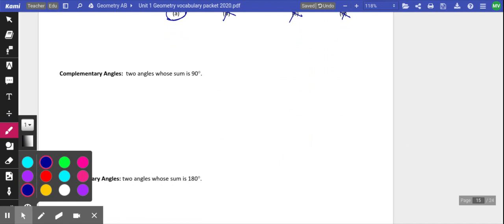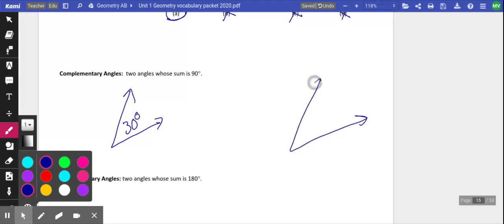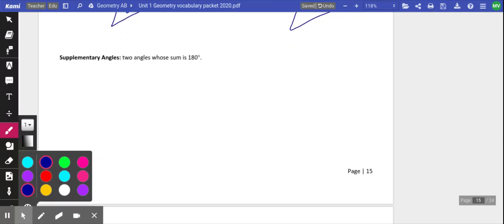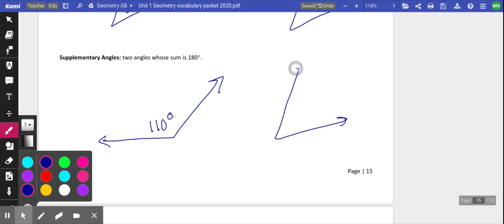Complementary angles are two angles that add to be 90 degrees. And these two angles do not have to touch. 30 degrees over here, 60 degrees over here, those add to be 90. Supplementary, two angles that add to be 180. So again, they do not need to touch. If this one's 110, this one's 70, those are supplementary.